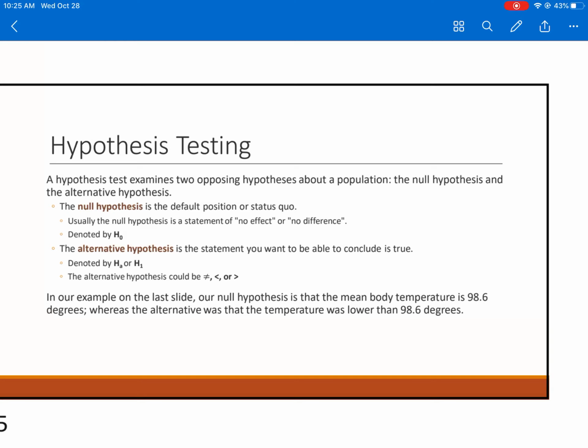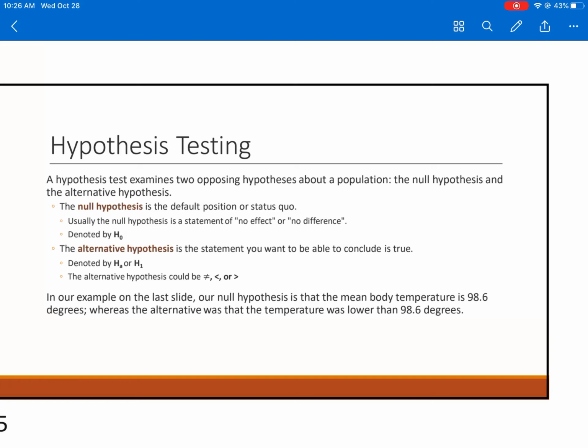Okay. So a hypothesis test examines two opposing hypotheses about a population. You have your null hypothesis and you have the alternative hypothesis. So your null hypothesis is the default position or status quo. Another way of looking at it is this is always the accepted fact. So looking back at that last example with the 98.6, that is the accepted fact.